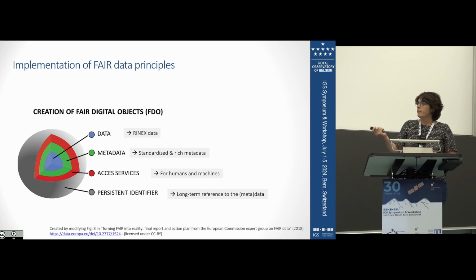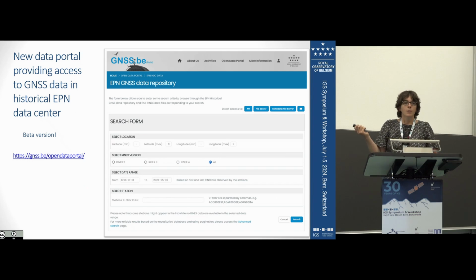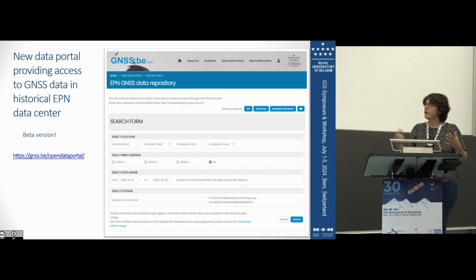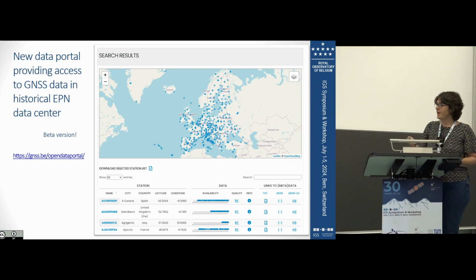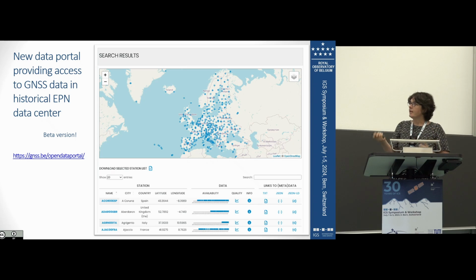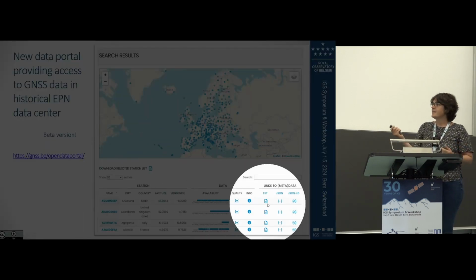our websites. And it's a standard EPN, IGS data center. The goal is to implement the FAIR data principle on top of it. For this, we need to create FAIR digital objects. So we have our data, and then we have several other layers that are the metadata, access services, and persistent identifier, and I will go through all of them. First, I will start with the access services.